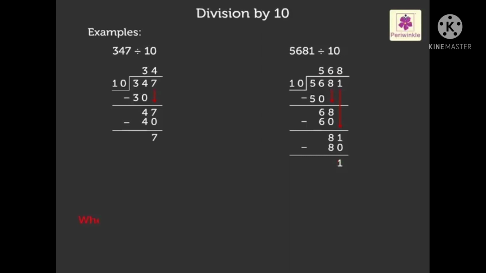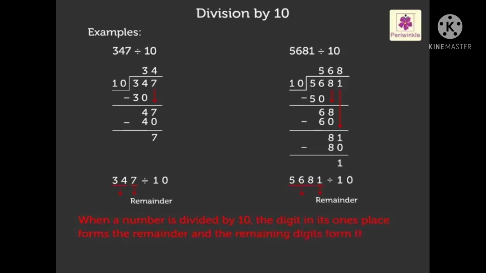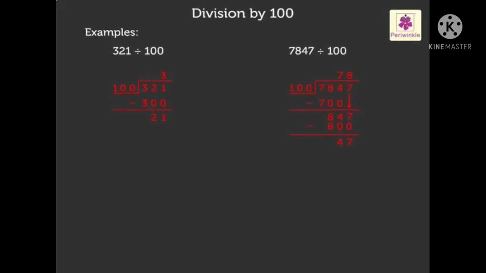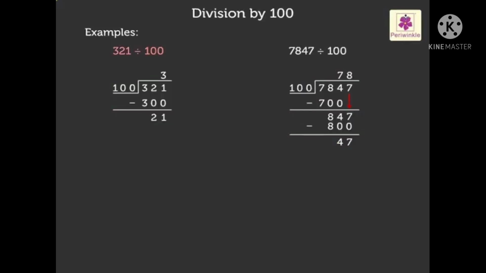Did you notice that when we divided both the numbers by 10, the digit in their ones place formed the remainder, and the remaining digits formed the quotient. Division by 100. Look at the board. We have solved the two examples by division method. Look at the first example. 321 divided by 100. Here we got the quotient as 3 and remainder as 21.